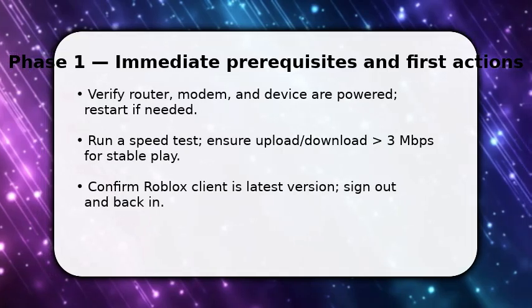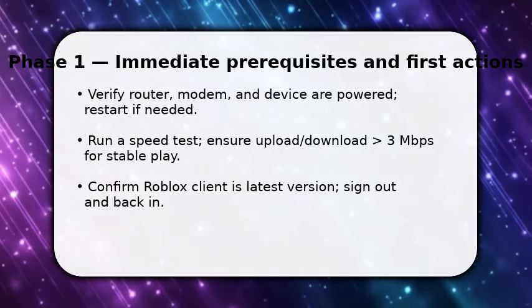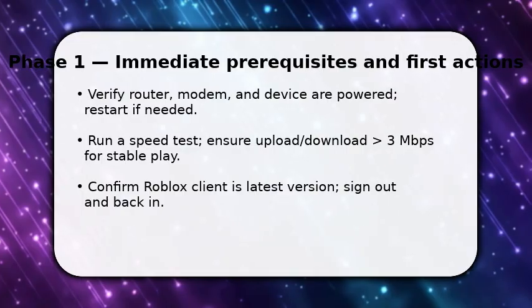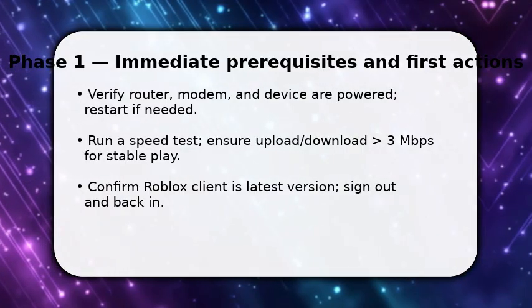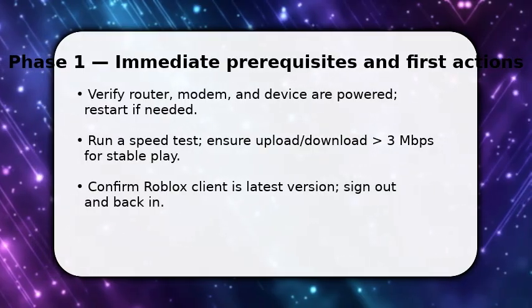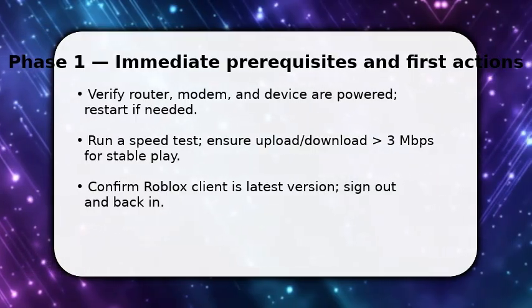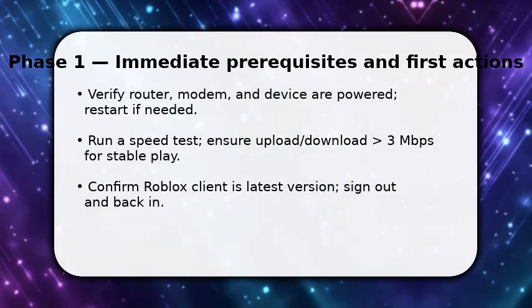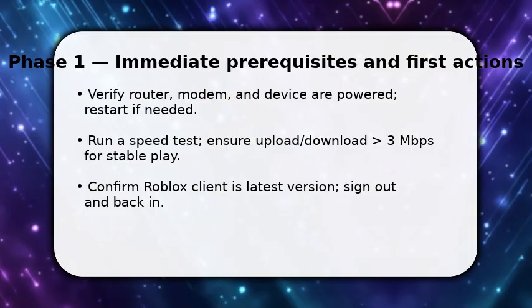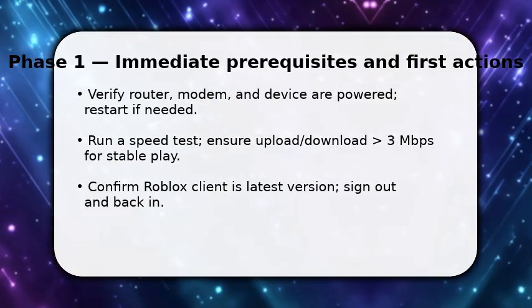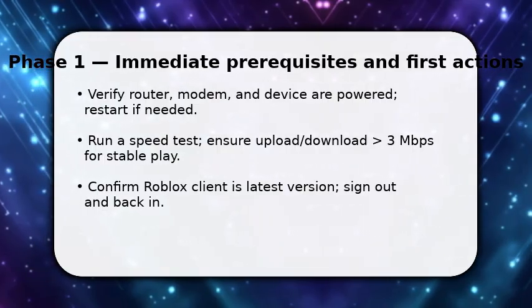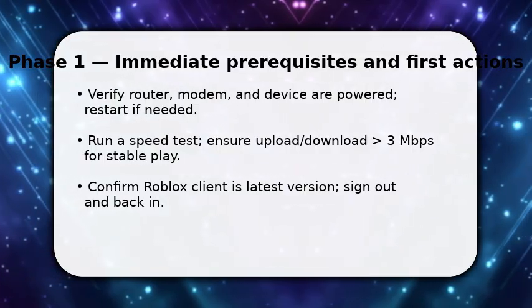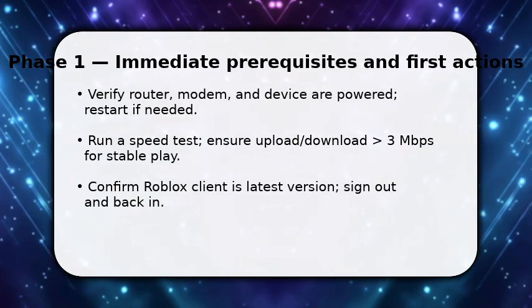Enjoy the video. You start by verifying the network and the Roblox client. This eliminates obvious drop causes fast. Restart your router and device, then run a speed test to confirm at least 3 megabits per second for download and upload. Once done, open Roblox and force an update by signing out, closing the app, and relaunching. This clears cache discrepancies. Make sure to use a wired connection if possible. Wired reduces packet loss versus Wi-Fi, and that often fixes intermittent disconnects.